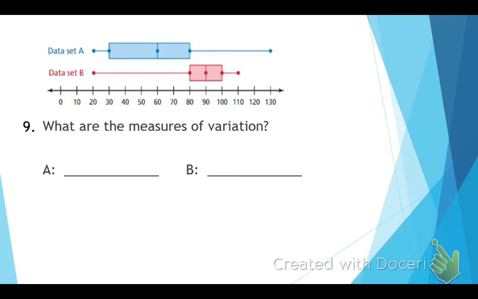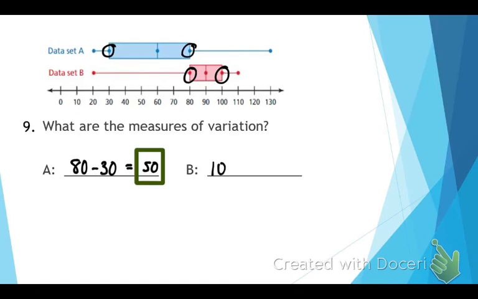All right, for the next one, I want you to look at the box and whisker plots for data set A and B, and let me know what the measures of variation are for each of them. Remember with variation, you are trying to take the upper quartile and subtract the lower quartile. So for that one, you would be doing 80 minus 30, which is what, guys? 50, okay? So for A, it would be 50. Going to the next one. You're taking 100 minus 80. What is 100 minus 80? 20.